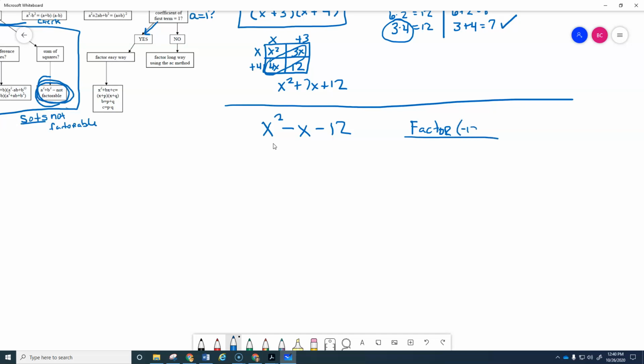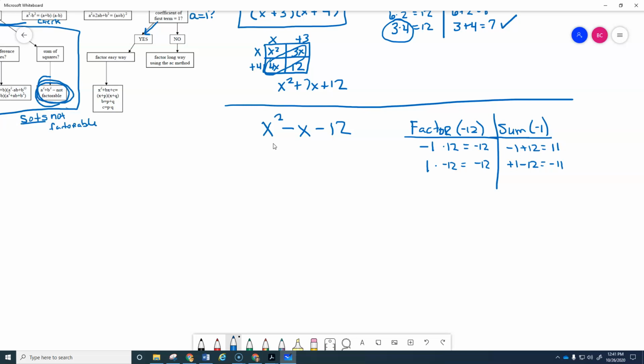I need a factor pair of negative 12 and a sum of negative 1. So I need numbers that multiply together to give me negative 12. Well, it could be negative 1 times 12. That would be negative 12. But then negative 1 plus 12 would be 11. I need it to be negative 1. So I could do it the other way: positive 1 times negative 12. That'll multiply to give me negative 12, but then 1 minus 12 gives me negative 11.